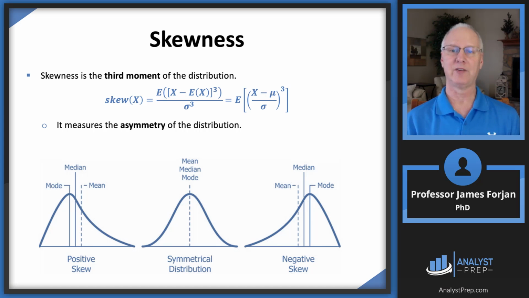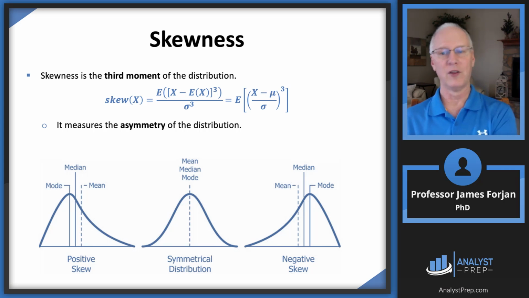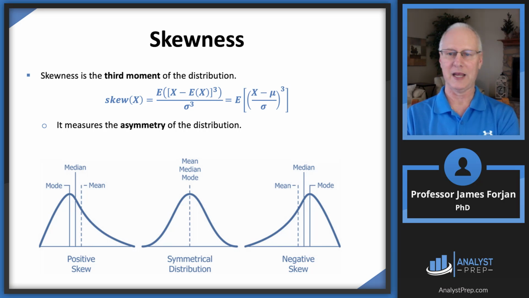Skewness measures the asymmetry of the distribution. So notice on the left, the mode is less than the median, which is less than the mean, right? Median's always going to be in the middle. That's positive skewness. Then over on the right, we have the mean, which is less than the median, which is less than the mode, and that's called negative skewness. So just think about a tilt to the left and a tilt to the right. Skewness measures that level of tilt.